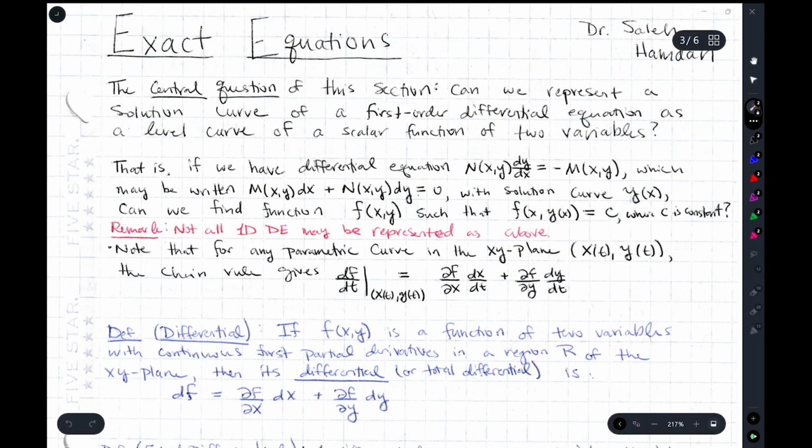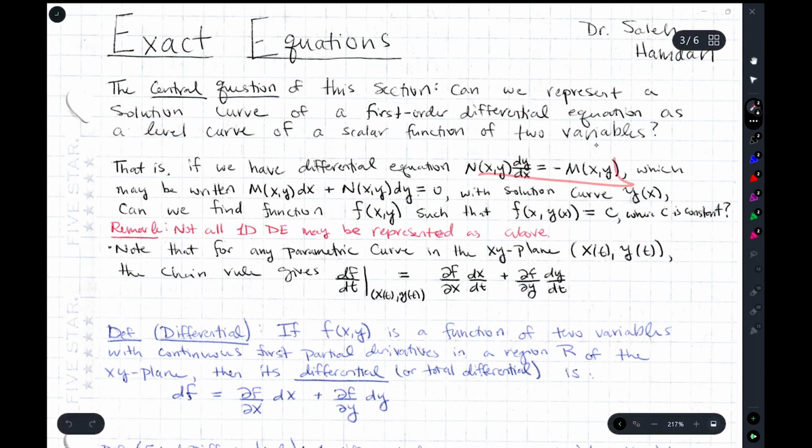And this section can be confusing because we don't solve for the solutions directly. Rather, we solve for a function of two variables. And so, to not lose sight of where we're headed, we have a central question that we're trying to answer in this section: can we represent solution curves to a first order differential equation as level curves of some scalar function of two variables? Okay, that's the central question.